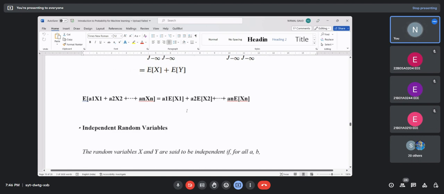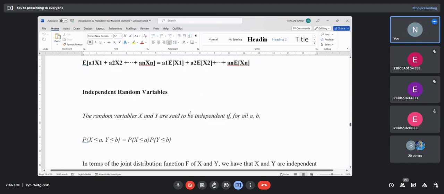It can be extended to nth. So here E of a1 x1 plus a2 x2 plus up to an xn will be equal to a1 ex1 plus a2 ex2 and so on. It can be extended.